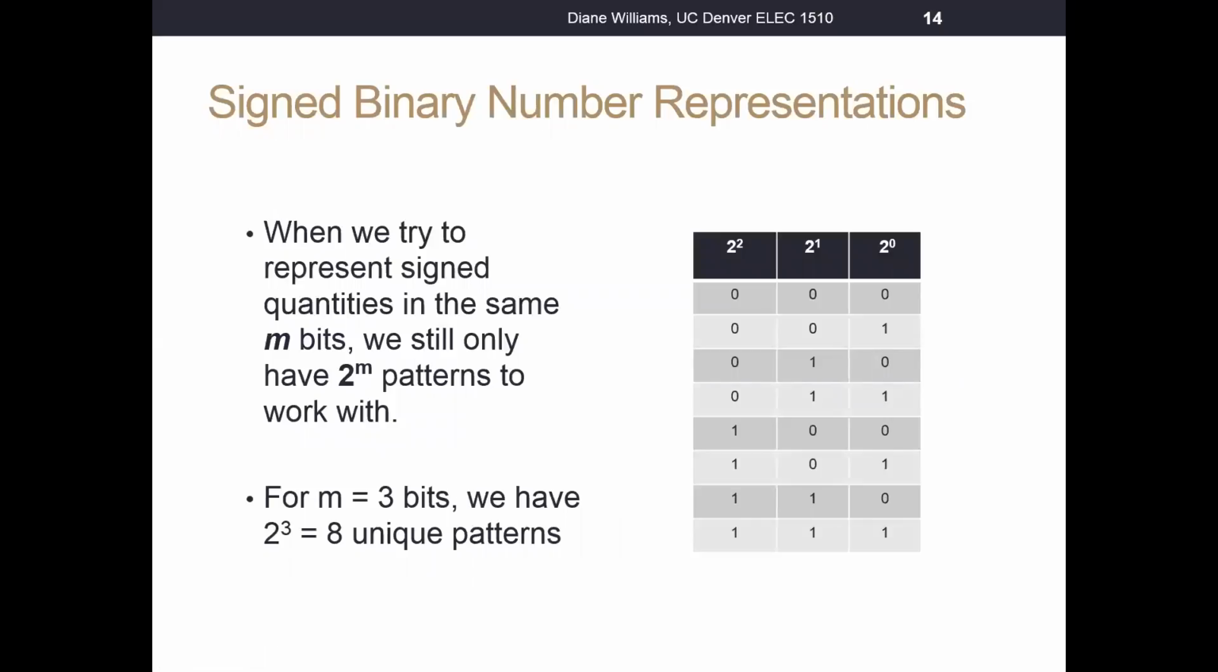Let's go back then to our m equals 3 bits. Remember, we said we have 8 unique patterns, and we came up with these 8 unique patterns for 3 bits. Now, we said if this was an unsigned number, this would represent 0, 1, 2, 3, 4, 5, 6, and 7. Now, if we write these same patterns and we want to treat these as signed numbers, we still only have the 8 unique patterns, but we're going to have to take one of the bits and use it to indicate the sign. So we're going to have fewer numbers to represent the magnitude.